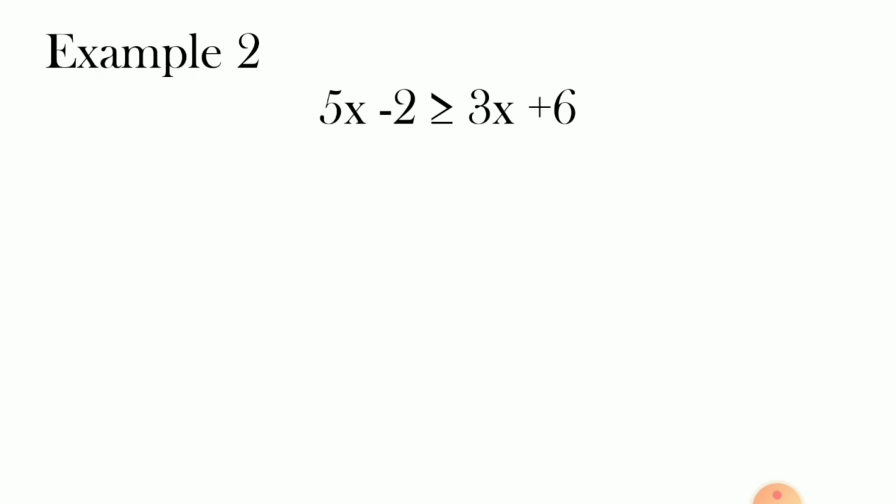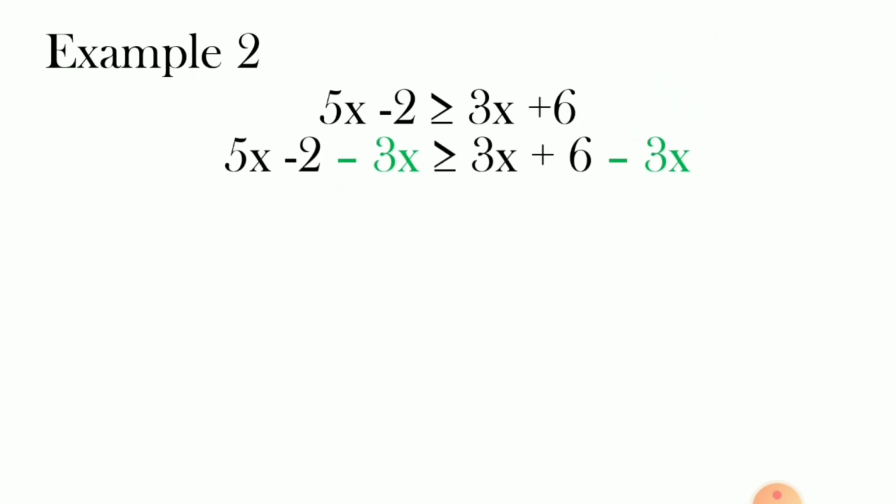Next, 5x minus 2 is greater than or equal to 3x plus 6. So first, let us subtract both sides of the inequality by 3x. So that is now 5x minus 2 minus 3x is greater than or equal to 3x plus 6 minus 3x. So 5x minus 3x, that is 2x, then copy negative 2. Then on the right side of the inequality, 3x minus 3x is equal to 0. So what is left is 6.